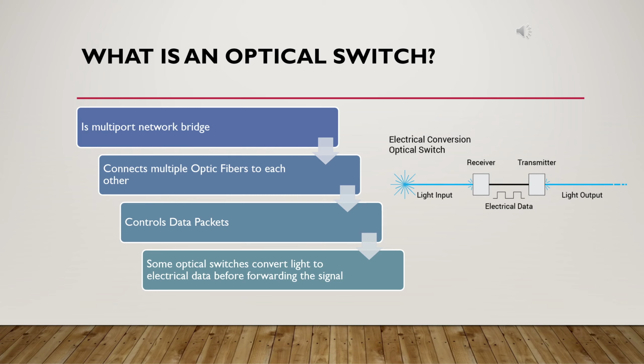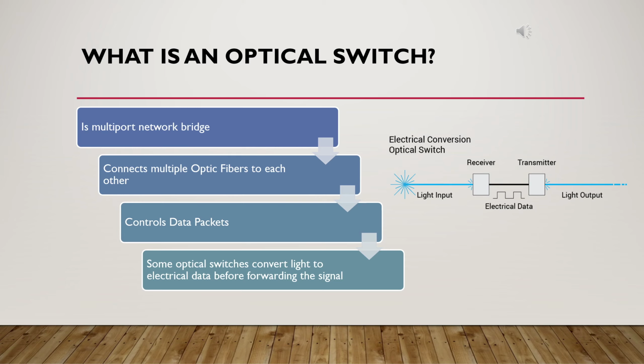Today we're going to be talking about optical switches. But first, what is an optical switch? Well, an optical switch is pretty much what it sounds like. It's a switch, in other words, a multi-port network bridge that connects multiple optic fibers to each other. And what this switch does is it controls the data between its inputs and its outputs.